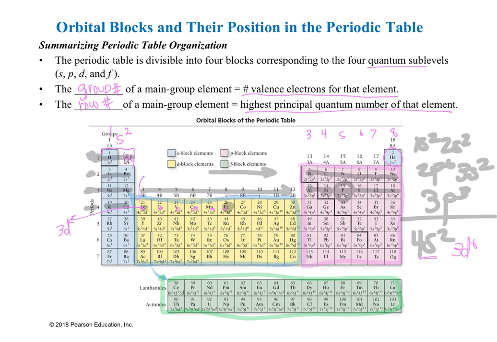Key things you need to remember is that D starts at 3D, and then you'll pop back up at 4P over here. So D is always going to be one energy level below where your S and P are, and then F block starts at 4, and it doesn't start until down there by the lanthanides here.